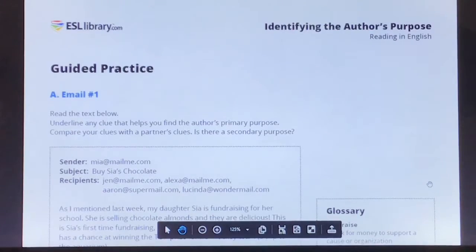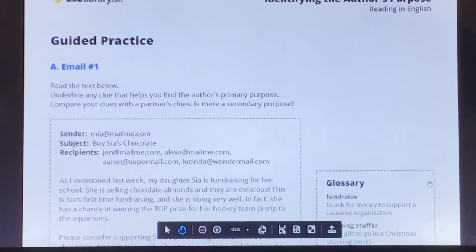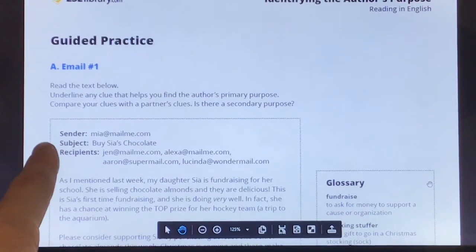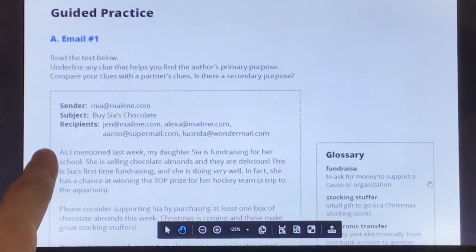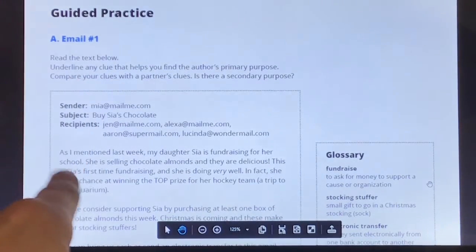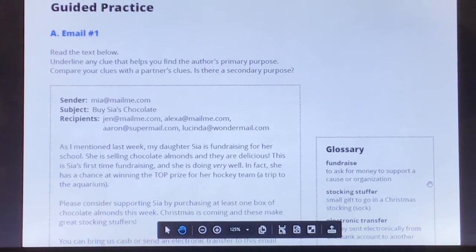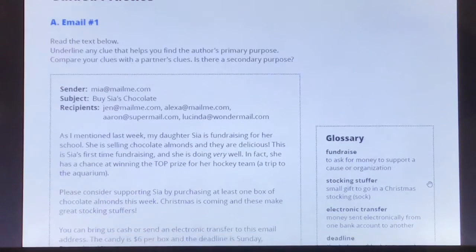Okay, the next page we have some practice where you are going to look at an example. So here you have an email, and you're going to try to find, you're going to underline any clue that helps you find the author's primary purpose. Why is the author writing this?